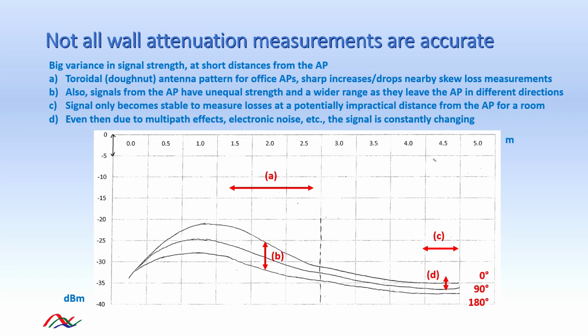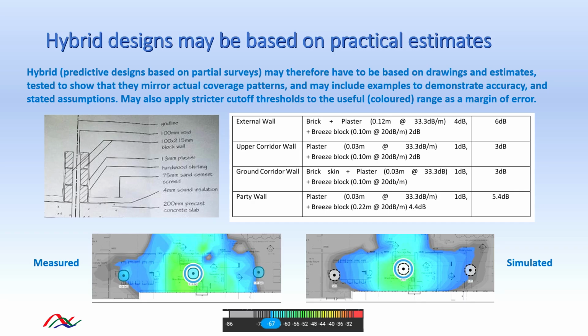There are features in survey software to provide averages for wall types if they're pre-drawn in the software, but this assumes that you've put the right wall types in the right places when you're trying to work out what they are, and it doesn't account for hidden building infrastructure and obstructions such as furniture. So hybrid designs may be based on practical estimates. They may be based on drawings and estimates of standard attenuations for different types of building materials. They may also be tested to ensure that they mirror actual coverage patterns and include examples to demonstrate accuracy. A list of stated assumptions may be included, or they may have stricter thresholds as a margin of error.